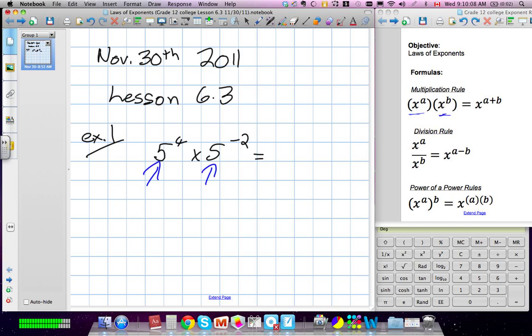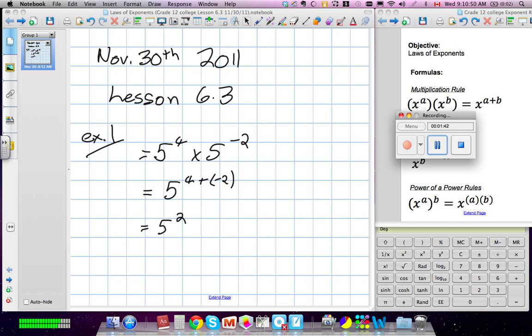What you would do to simplify the question is if the two terms with the same base are multiplied by each other, you can turn it into one base and add the 2 exponents together. So in this case, we're going to simplify this to the base of just 5. And we're going to add the 2 exponents together. We have 4 plus negative 2. 4 plus negative 2 is 5 to the power of 2.